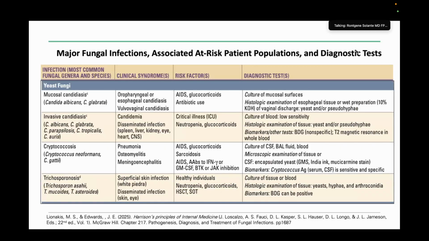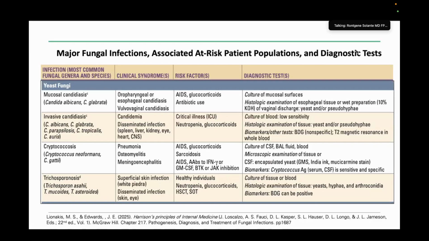Then the fourth group of your yeast or fungi is trichosporonosis. Just like your dermatophytes, it is also a yeast, but usually commonly affects the skin. The specific clinical syndrome secondary to trichosporonosis is white piedra. So it's a superficial skin infection, and it can be found commonly among healthy individuals. But in some patients with trichosporonosis, it can also affect the eyes. It can also affect the skin, and that is why we call it a disseminated infection, which means that it can affect areas outside the skin, including the eyes.